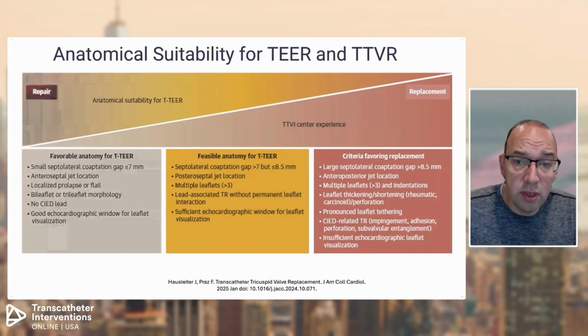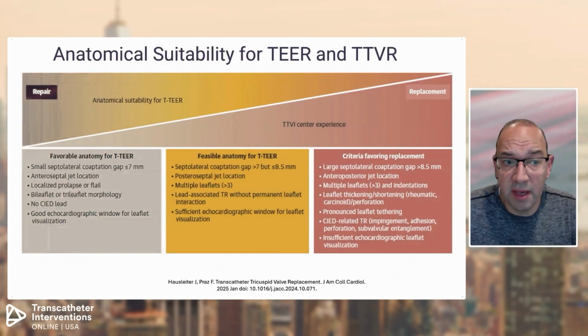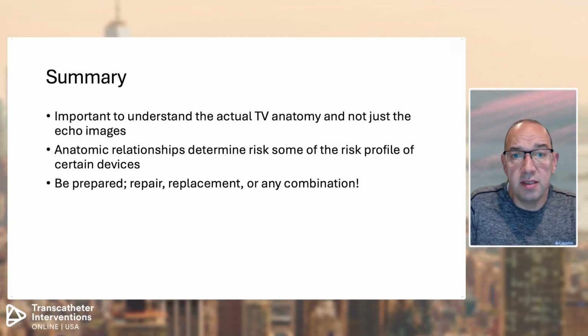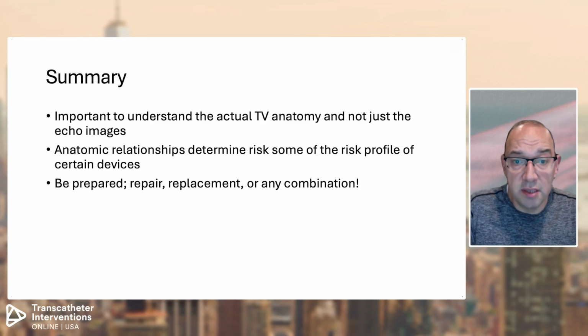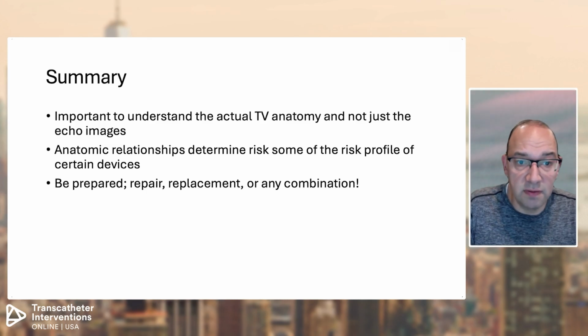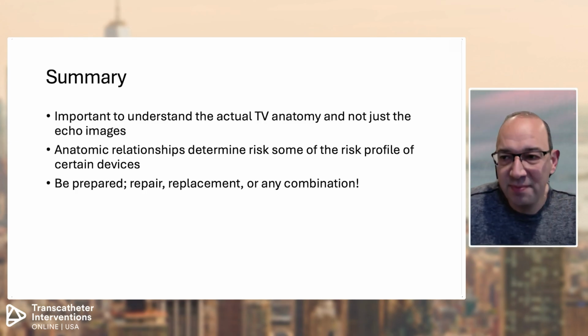To conclude, I really encourage you to look at this paper that summarizes what makes anatomy very suitable for repair and what makes it more suitable for replacement, and there is a wide range in between. To summarize, it's important to understand the actual tricuspid valve anatomy, not just the echo images, and the anatomical relationships, to determine risk, and some of the risk profiles of those devices, whether they're leaflet, annular, or replacement, and be prepared. Sometimes repair, sometimes replacement, and sometimes a combination. Thank you very much.